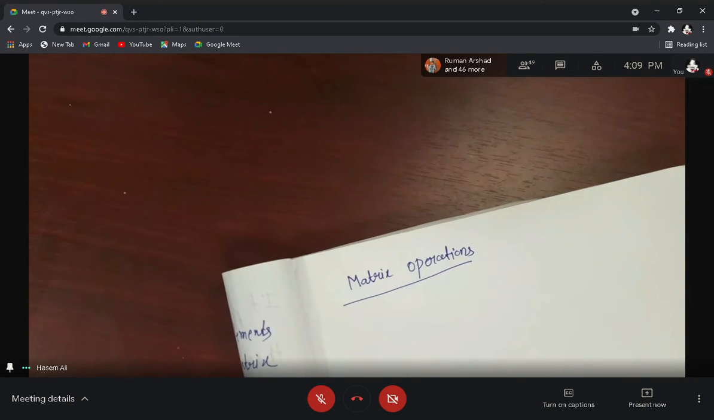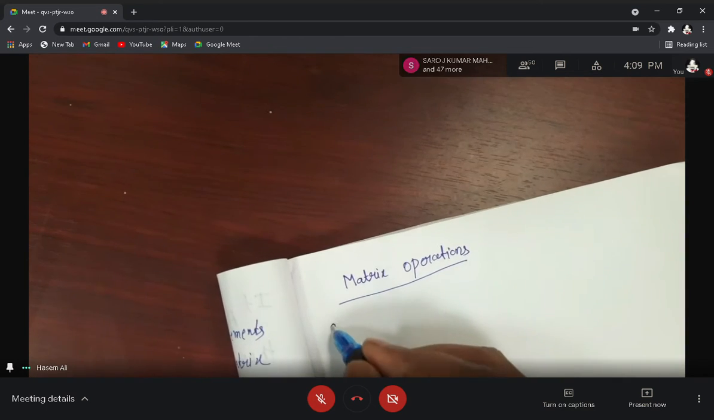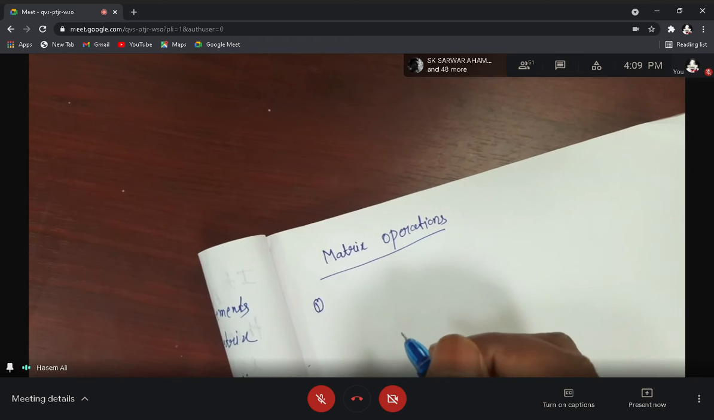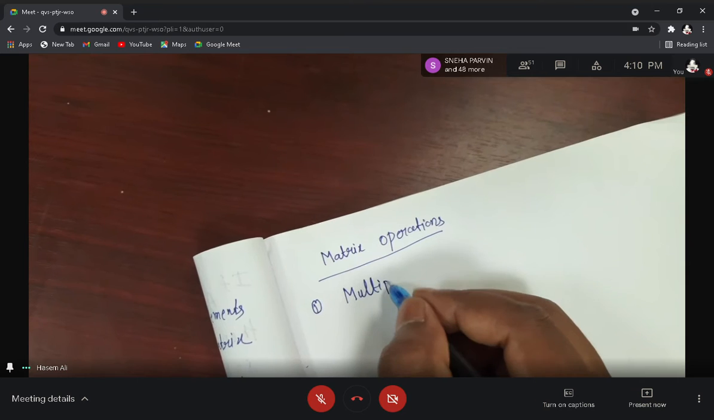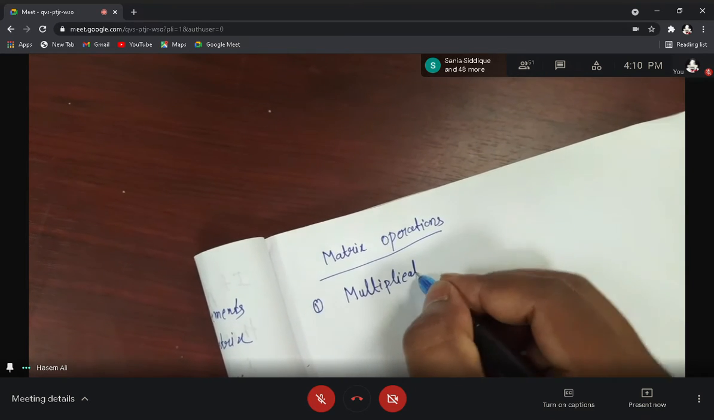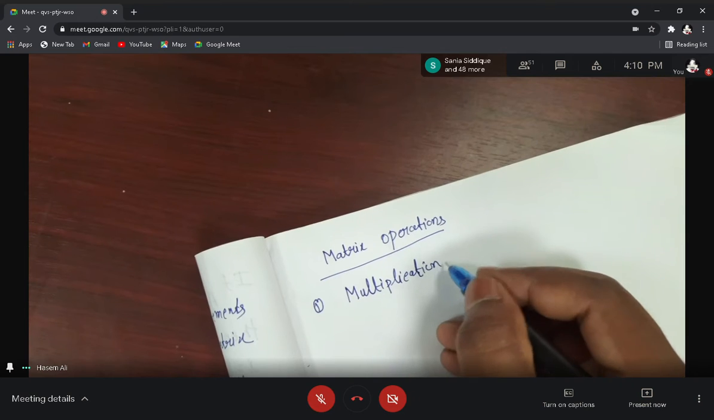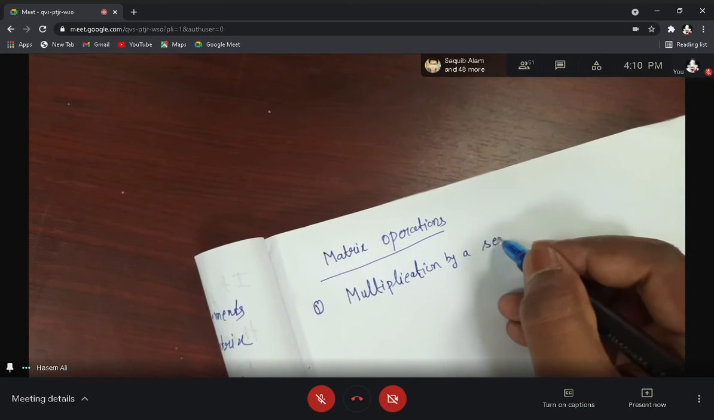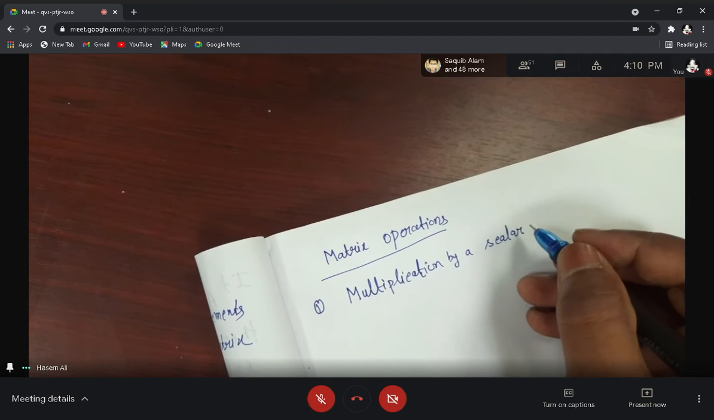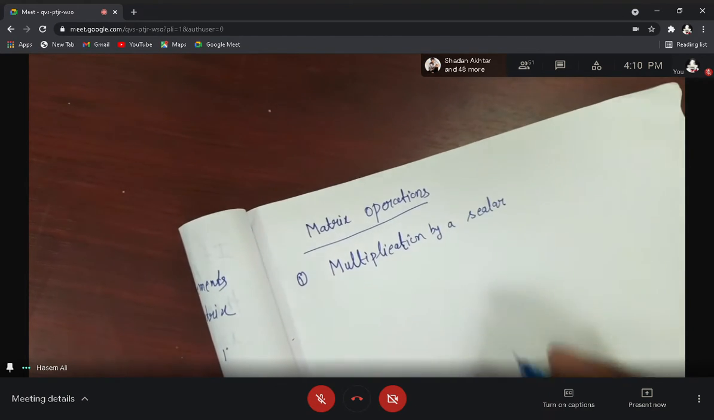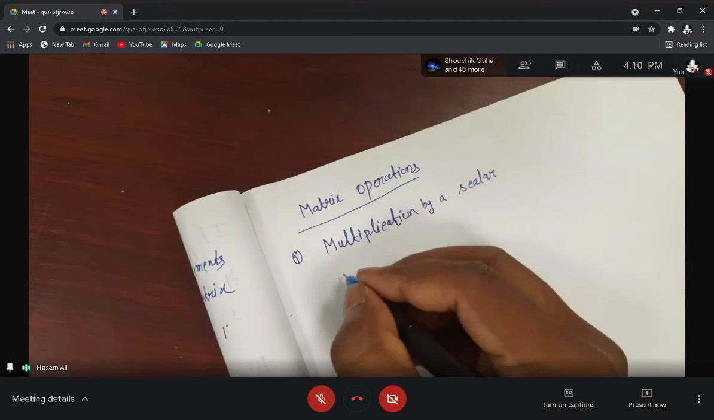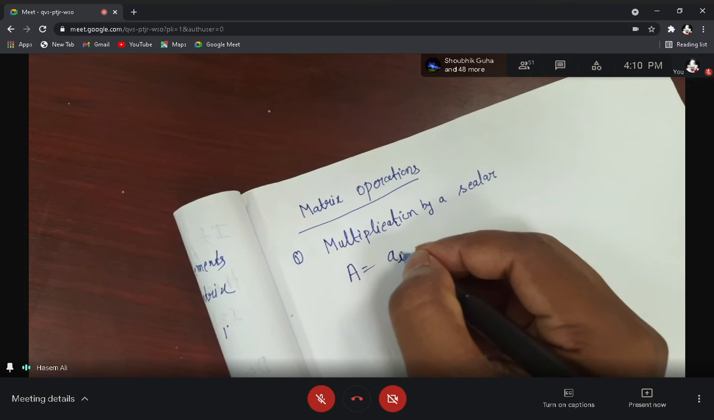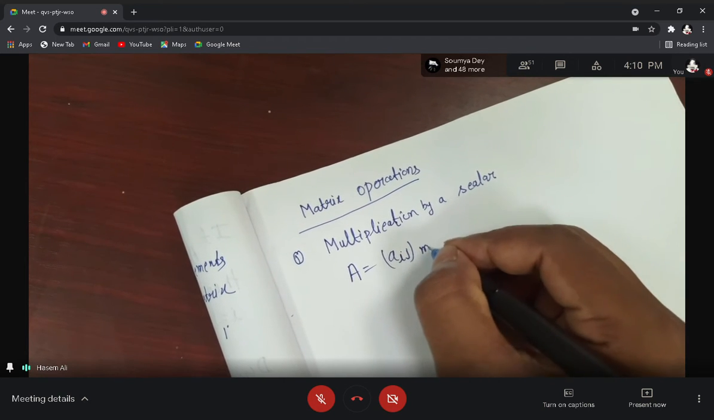Matrix operation. First, multiplication by a scalar. Then let A equals to Aij of order m by n.